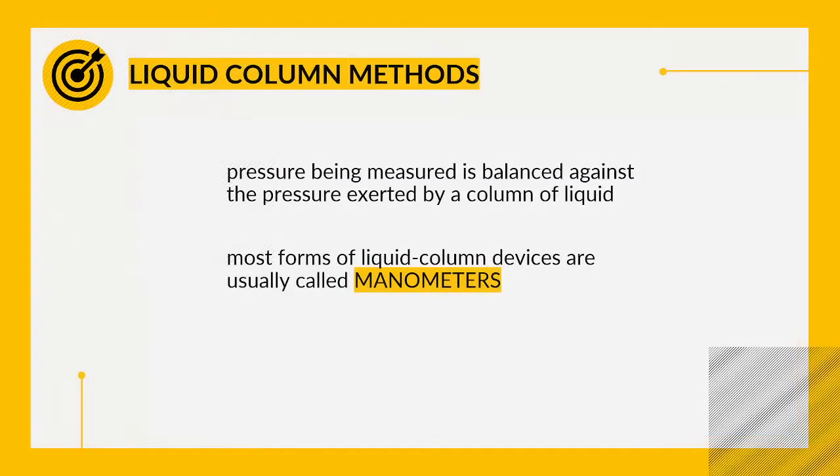In this method, pressure being measured is balanced against the pressure exerted by a column of liquid. If the density of the liquid is known, the height of the liquid column is a measure of the pressure. The most common device for this method is the manometer.